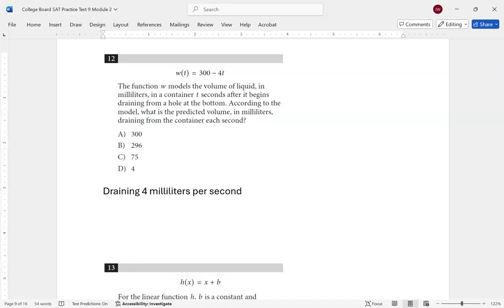And therefore the answer to 12 is D. We're draining 4 milliliters per second. Slope is -4, so 4 is going away each second.